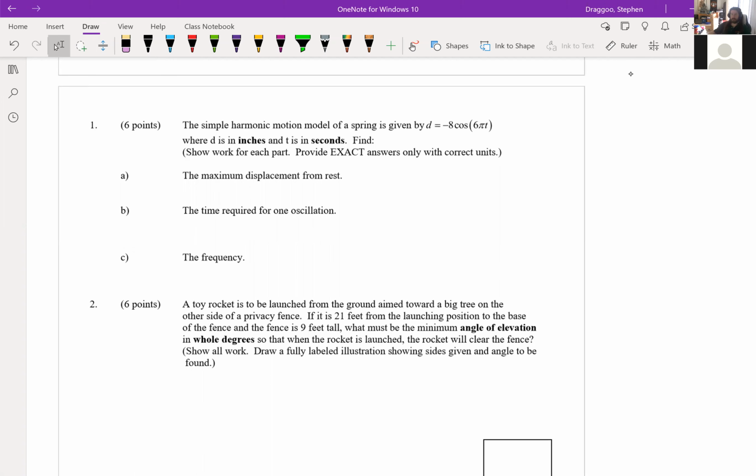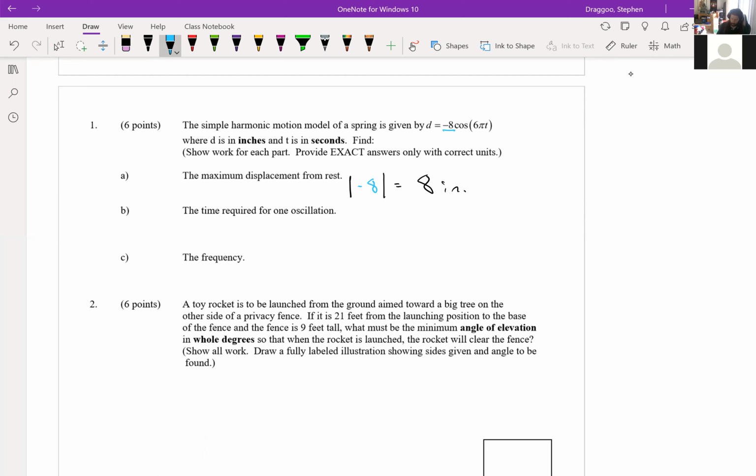Problem 1, we've got the simple harmonic motion model of a spring given by that equation. D is in inches, T is in seconds. Find each of the following, provide exact answers, and include units. So the maximum displacement from rest is just finding the amplitude. So it should be the absolute value of -8, which is 8, and inches, because those are the units we should be measuring here. That -8 comes from the -8 cosine of 6 pi t.